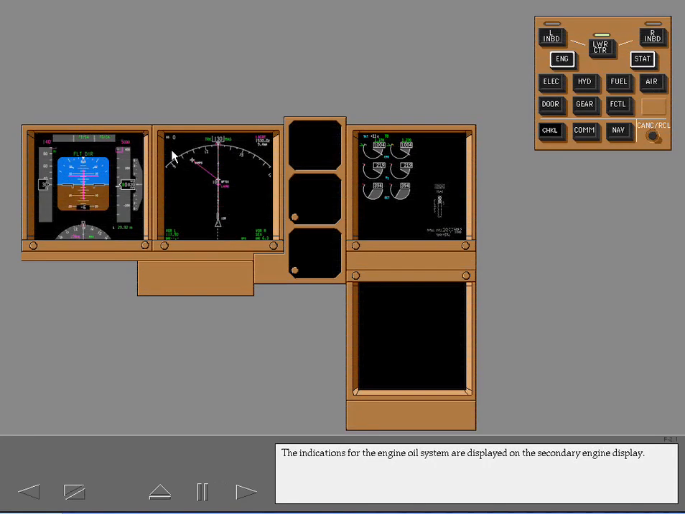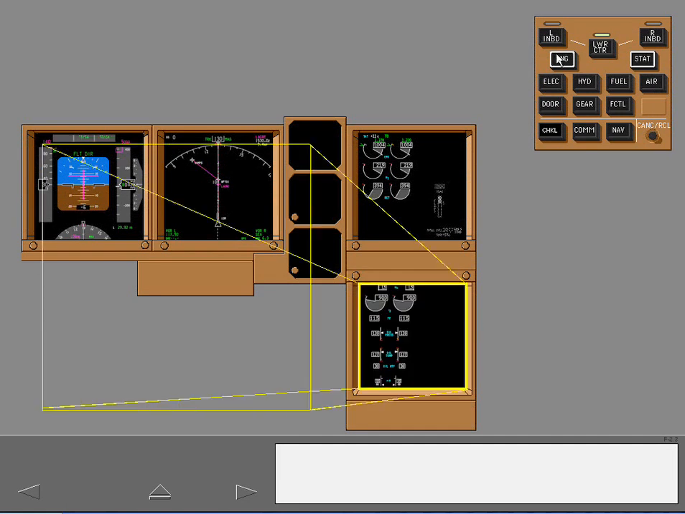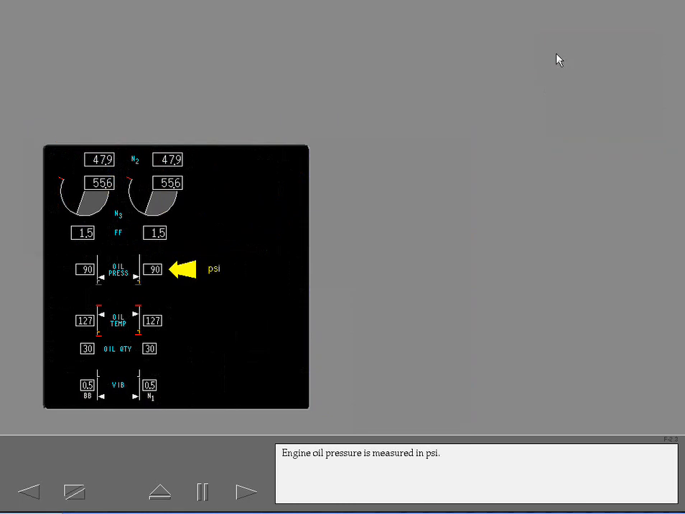The indications for the engine oil system are displayed on the secondary engine display. Select the secondary engine indications to the lower center MFD. Engine oil pressure is measured in PSI. Oil temperature is in degrees Celsius. Oil quantity is displayed to the nearest liter.